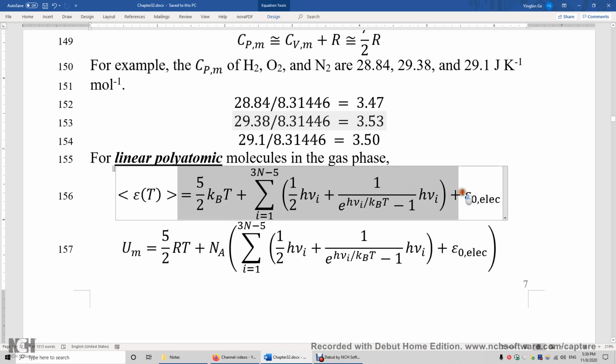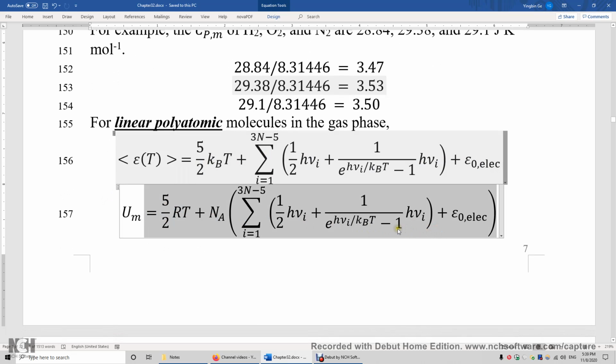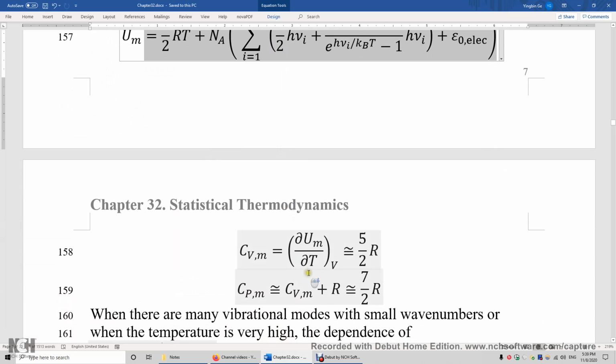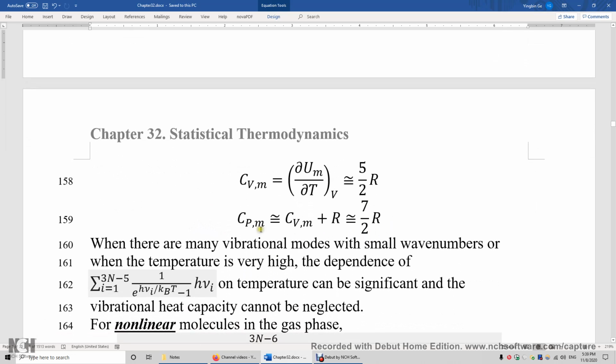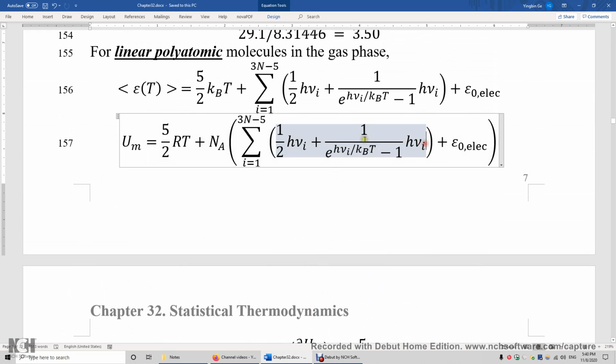And now if we multiply this by the Avogadro constant, we get the molar internal energy for linear polyatomic molecules. And then we get the CVM of these linear polyatomic molecules. It's roughly 5/2 R. CPM is roughly 7/2 R. However, when there are many vibrational modes with small wave numbers, or when the temperature is very high, this term will be significant. We'll have to take this term into account when the temperature is very high or when the vibrational wave number is very small.